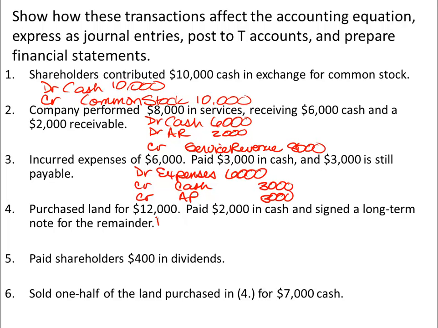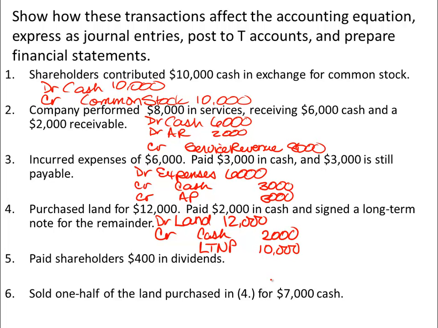Purchased land for $12,000, so the corporation got land of $12,000. It paid cash, in other words, it paid $2,000 down, and financed the rest, which is a long-term note payable, which is a long-term liability for $10,000. So notice here the asset land went up, the asset cash went down $2,000, and the long-term liability increased $10,000.